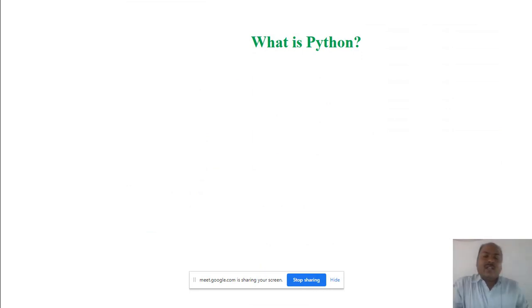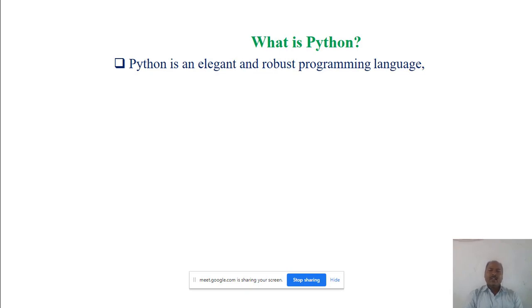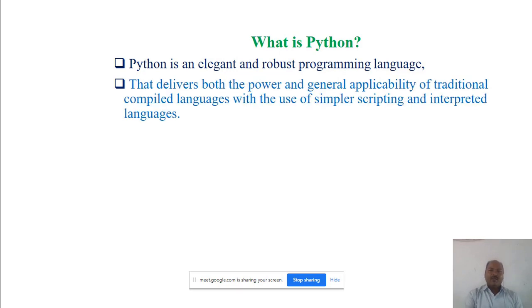So let's come to the first point, that is what is Python. What actually is Python? Python is an elegant and robust programming language. It is an elegant and robust programming language that delivers both the power and general applicability of the traditional compiled languages, like C, C++, Java.